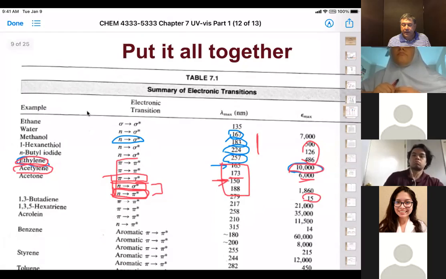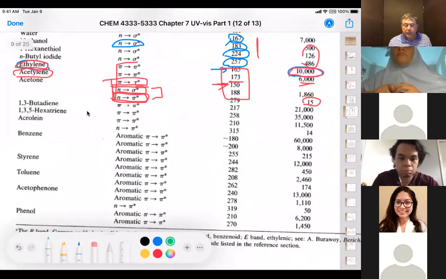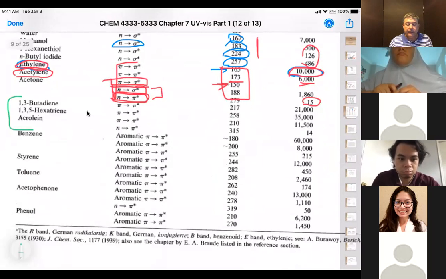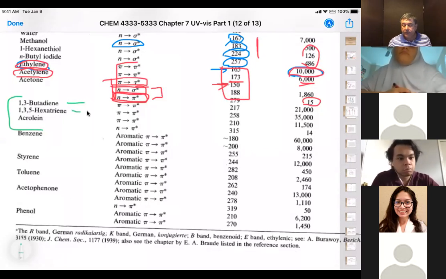Now we have our pi to pi transitions. Now, what's the next thing we're going to change? We're going to start linking them together. We're going to start adding conjugation to the system. So in this right here, we're adding carbon-carbon double bonds in conjugation with other carbon-carbon double bonds. And we see a lowering in energy and an increase in the extinction coefficient.